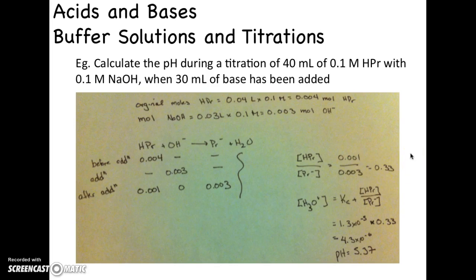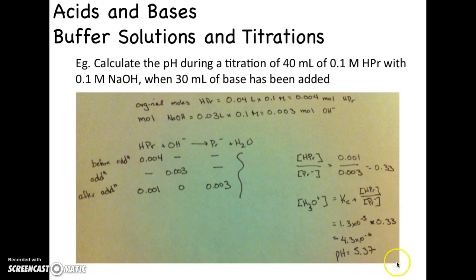Now, if you remember, a buffer tends to resist within the 0.1 to 10 range. That's equivalent to a pH change of plus or minus 1. So because we're within that numerical range, it means we have a buffer solution present within our flask. Since there's a buffer, it means we get to use the Henderson-Hasselbalch equation, which I've written out here on this line. So it's the concentration of hydronium equal to the Ka, the acid dissociation constant, times the ratio of our weak acid over its conjugate base.